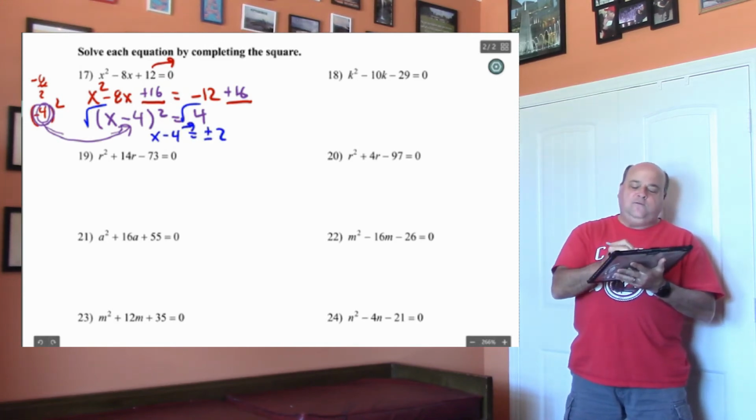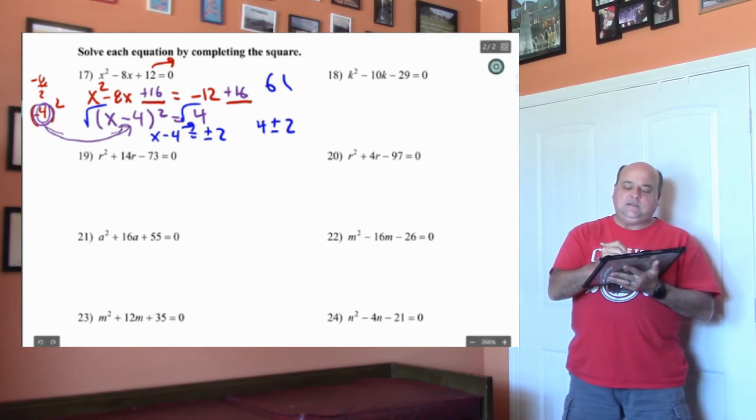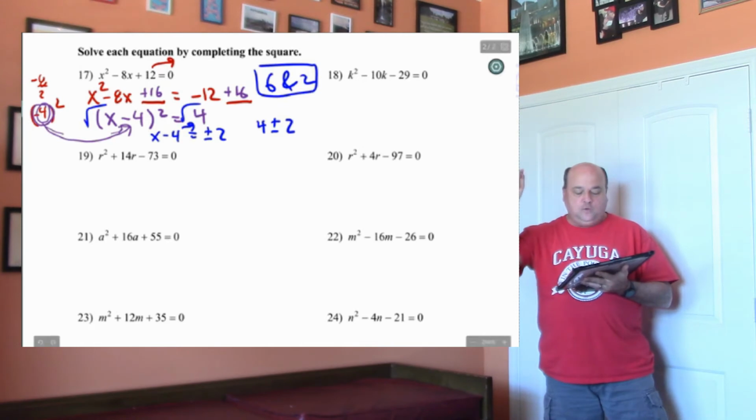Then I move over the 4. 4 plus or minus 2, those are my 2 answers. 4 plus 2 is 6, and 4 minus 2 is 2. Those are my zeros, okay? Do one more with you.